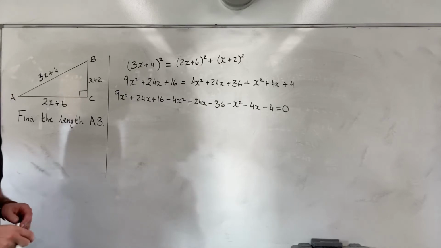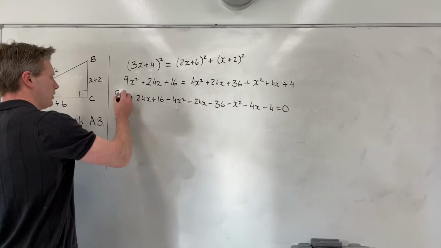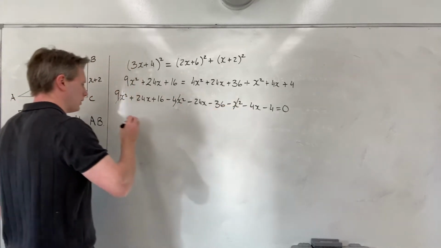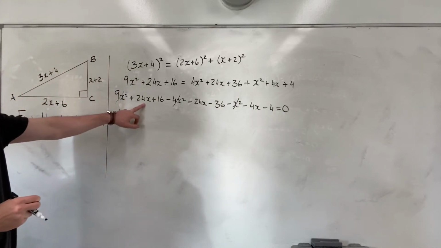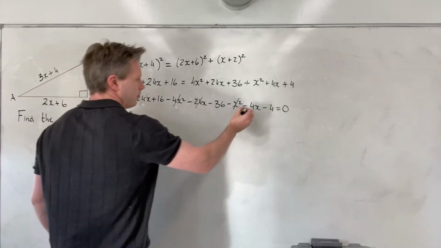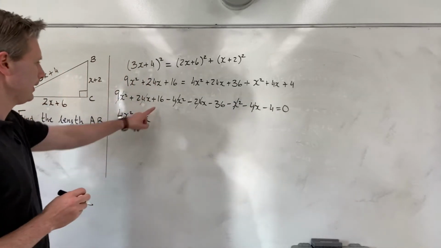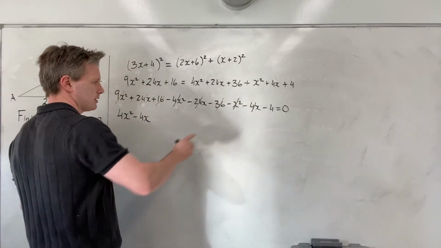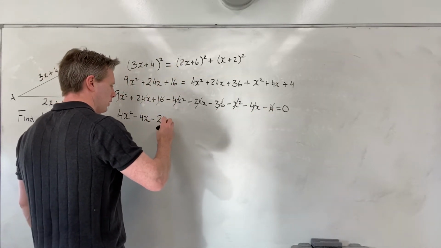And now I just have to gather up my like terms. I have an x squared term, an x squared term, and an x squared term. So 9x squared minus 4x squared is 5x squared minus x squared, that's 4x squared. I have a couple of x terms. 24x minus 24x is 0. Minus 4x is, well, 0 minus 4x is minus 4x. And then finally, I have 16 minus 36. 16 minus 36 is negative 20. Negative 20 minus 4, so that's negative 24, is equal to 0.